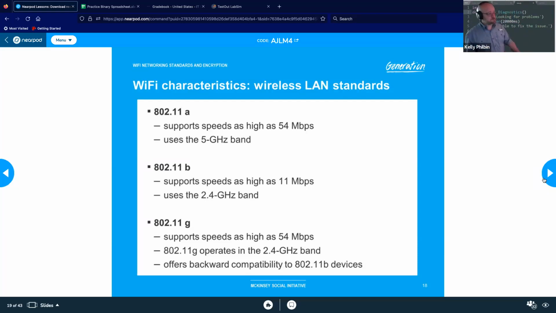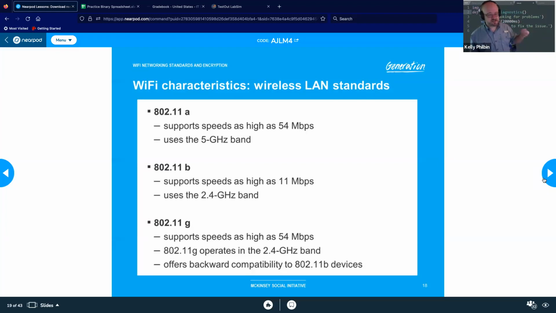802.11b operated on the 2.4 gigahertz bandwidth and only 11 megabits per second. And you might be sitting there thinking, why on earth did it go down? So we had A, which was the first standard, operating up here, and then we get what, 20% of it goes down to 11 megabits per second. Well, these standards are based upon when they're submitted, not when they go to market.